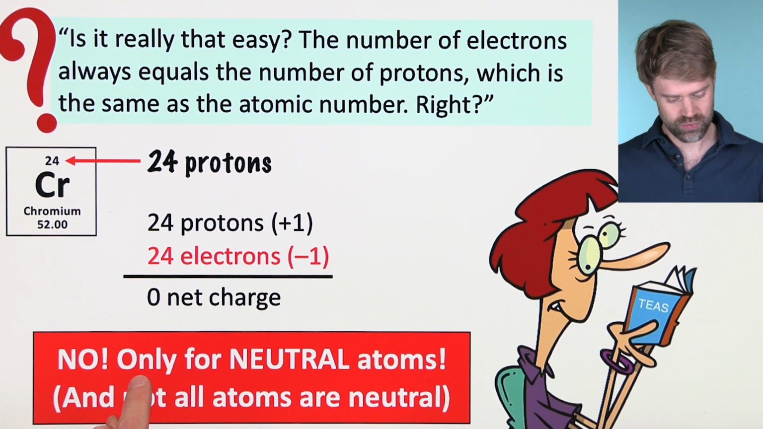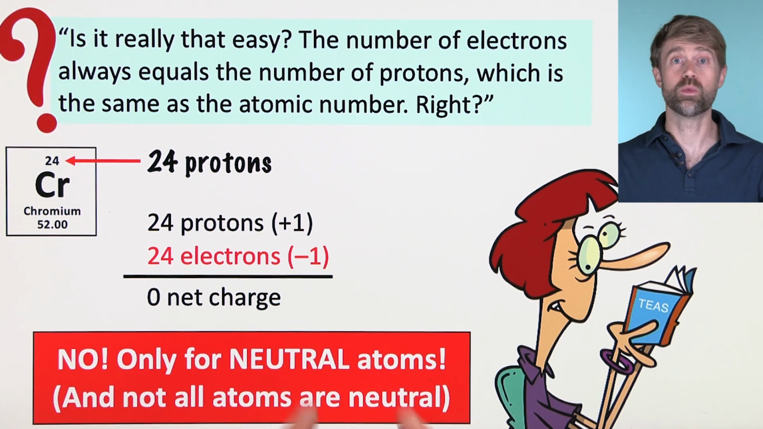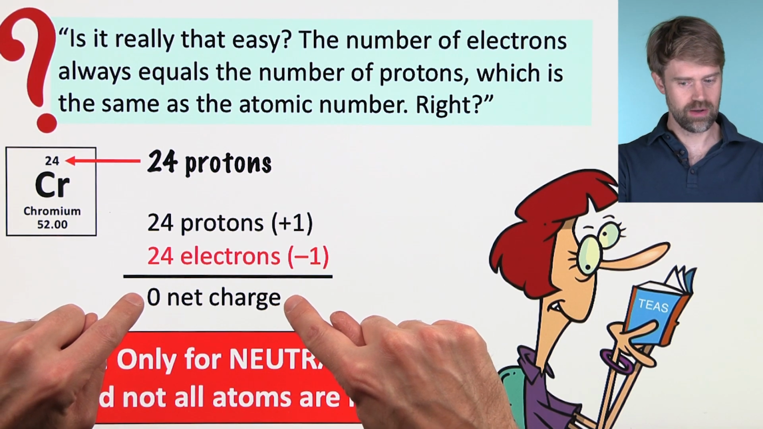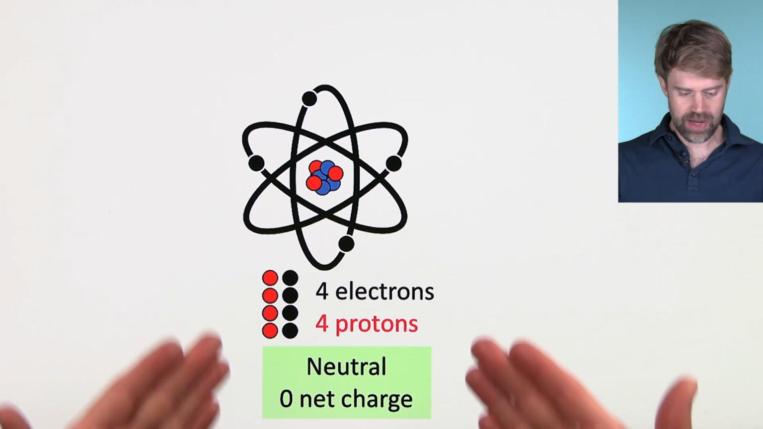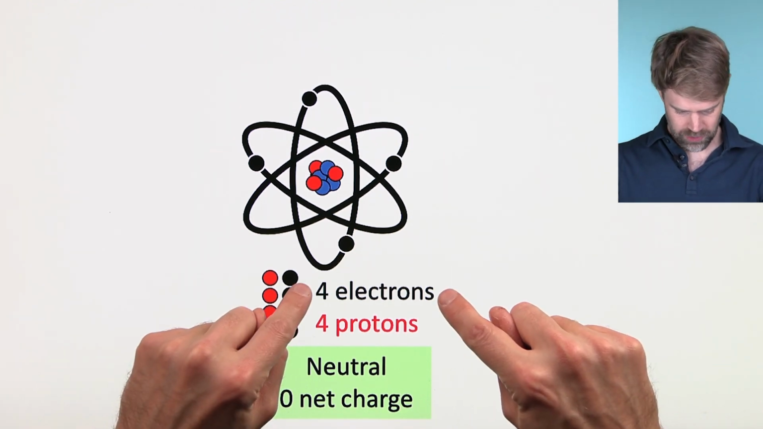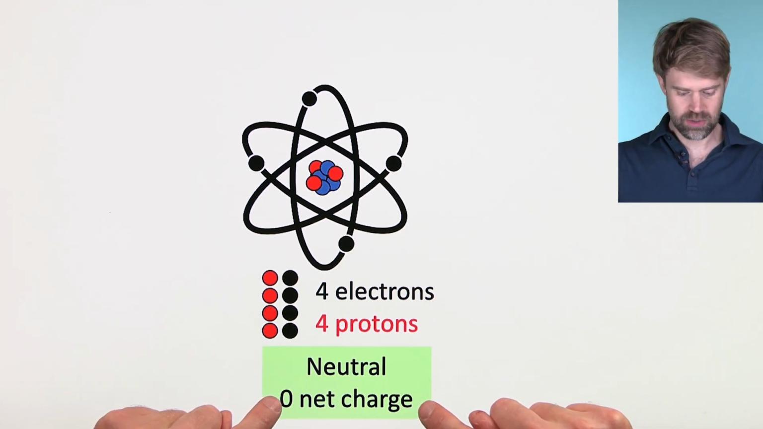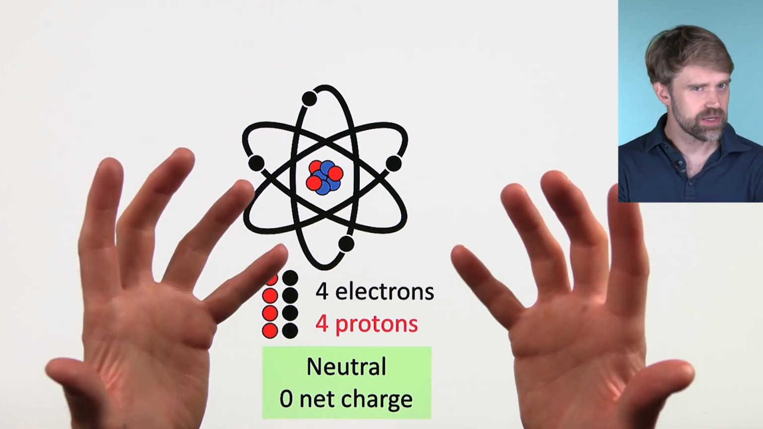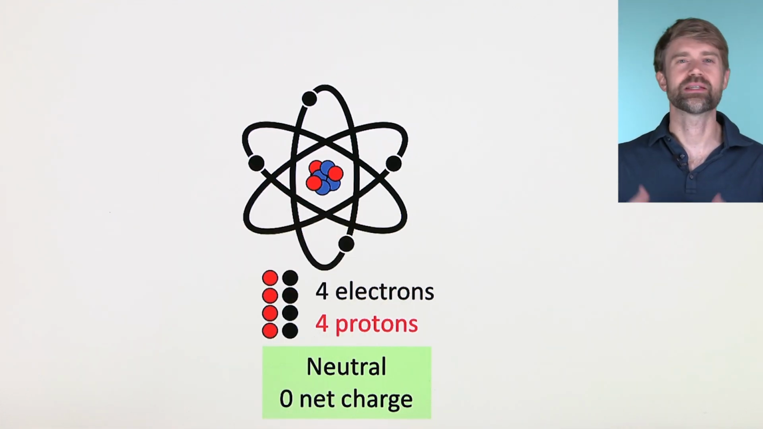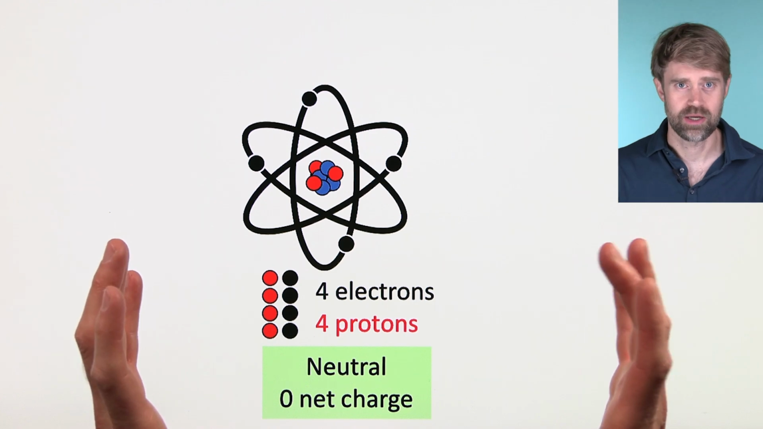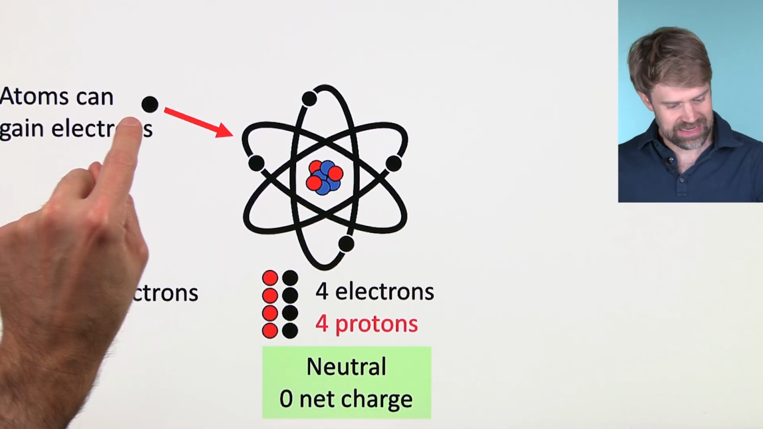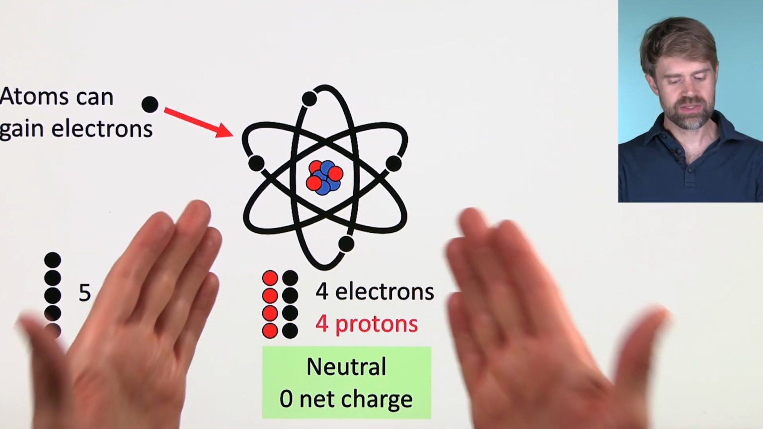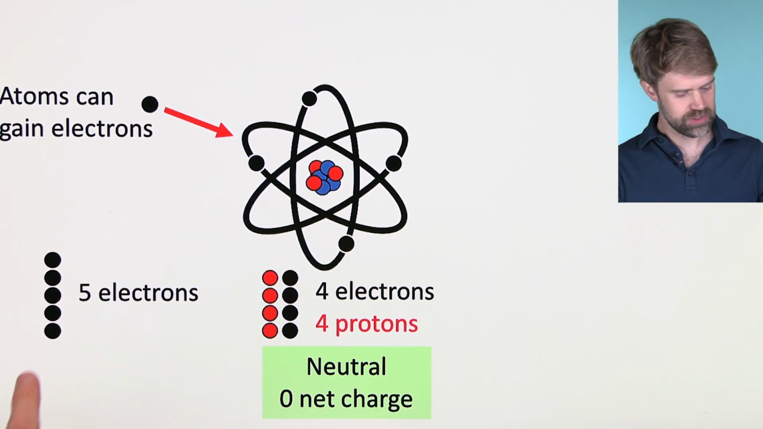This is only true for neutral atoms with a net charge of 0. And not all atoms are neutral. Let me show you what I mean. Here we have a nice neutral atom. 4 electrons, 4 protons, 0 net charge. But the thing is, the number of electrons in an atom can easily change, and it changes all the time. For example, an atom can gain extra electrons. Let's imagine this atom here gets 1 more electron, and so now it has 5.